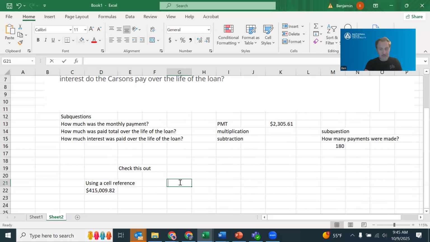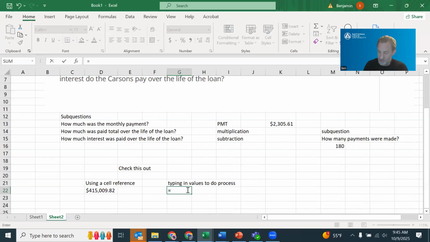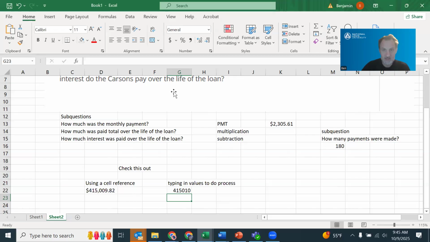Now, typing in values to do the process. This is generally what I try to get you not to do, because you already have the value sitting there. So why would you type in the thing again? There's a chance you might make a mistake. Notice that this is off by 18 cents. It's very, very close to the same answer, but it's 18 cents different.